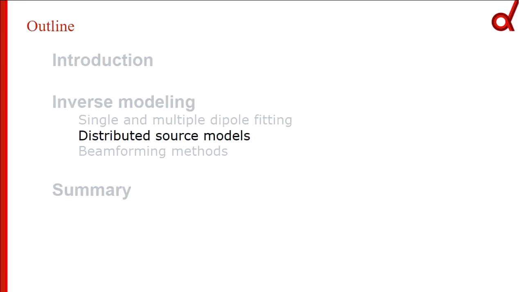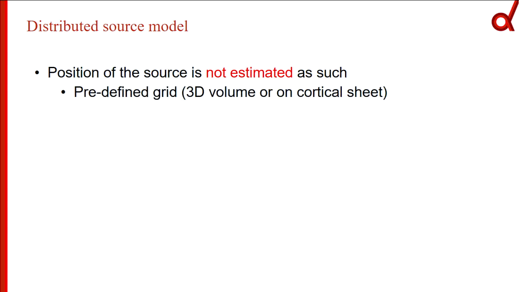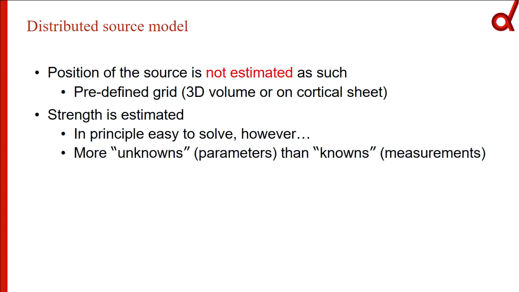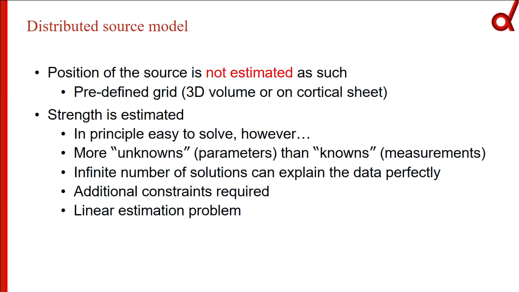Okay, distributed source model. What's a distributed source model? Here we don't actually estimate positions because we have positions, which is like the whole brain. So we use a predefined grid and estimate the source strength. It sounds in principle very easy to solve, but we have way, way, way more unknowns than measurements. That's a problem because then there's an infinite amount of solutions which explain our data. That's quite a lot, so we have to get a little bit less than infinity. So we have to add additional constraints to get fewer possible solutions.